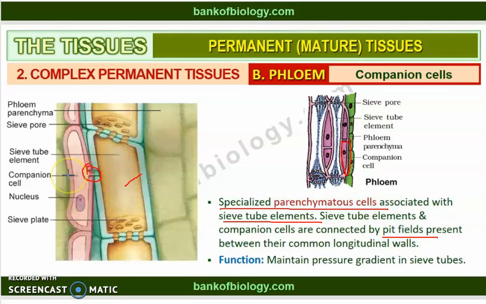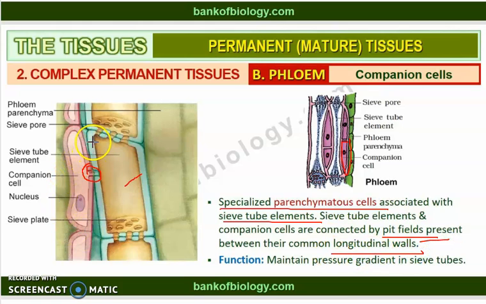So what are these pit fields? These are thin portions of cell wall that adjacent cells can communicate or exchange fluid through. Okay, so this is how the pit fields will be. And where are they present? They are present between their common longitudinal axis.